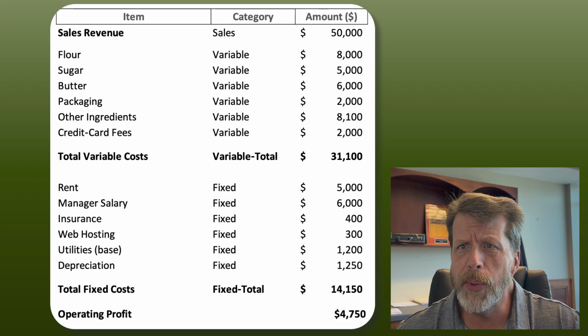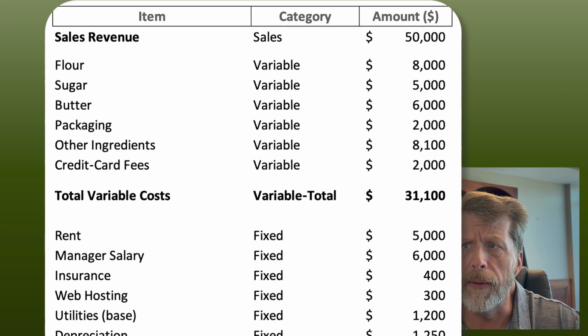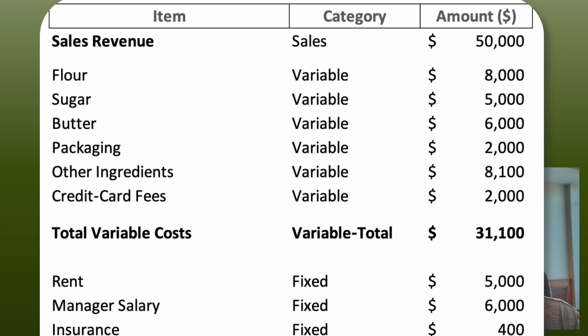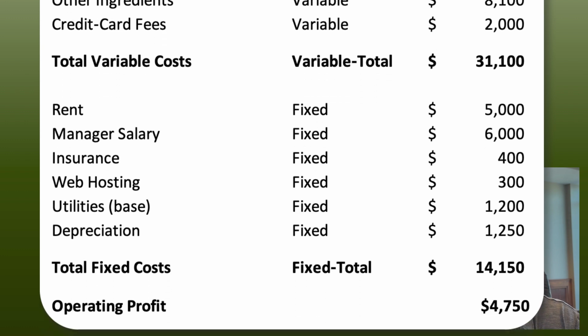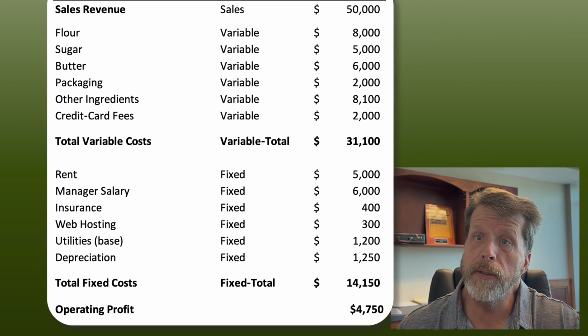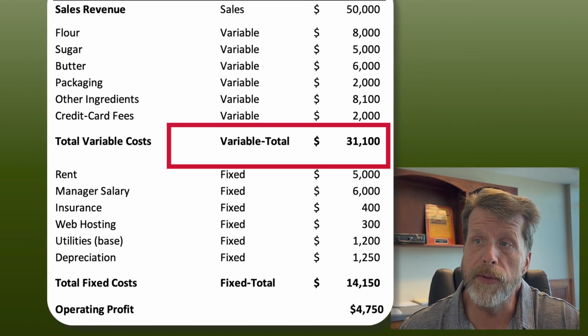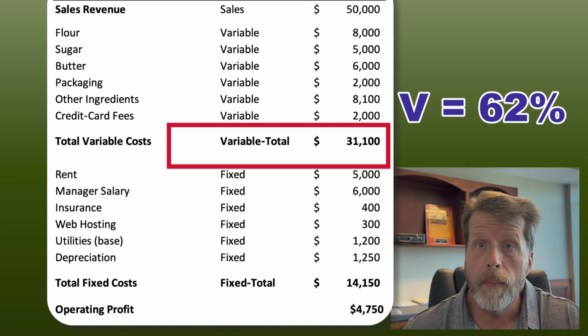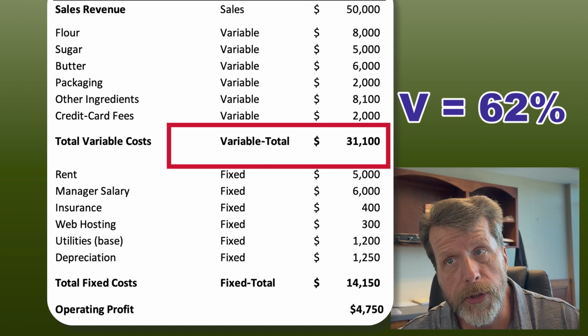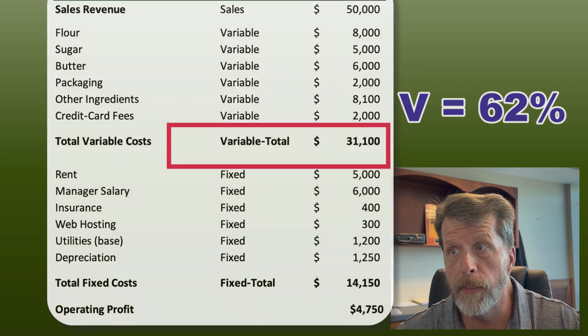I went ahead and sorted the income statement numbers for a bakery by variable and fixed. Flour, sugar, butter, credit card fees, all went under variable. Rent, manager salary, web hosting, those went under fixed. In 2 minutes, the owner saw that the variable costs were 62% of sales. That single insight pointed straight to supplier negotiations and recipe tweaks.